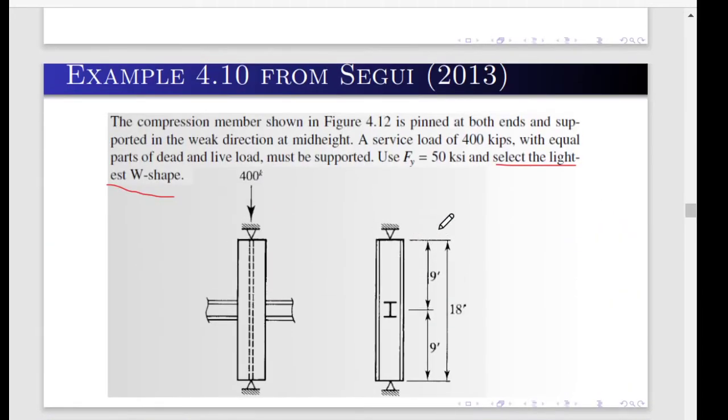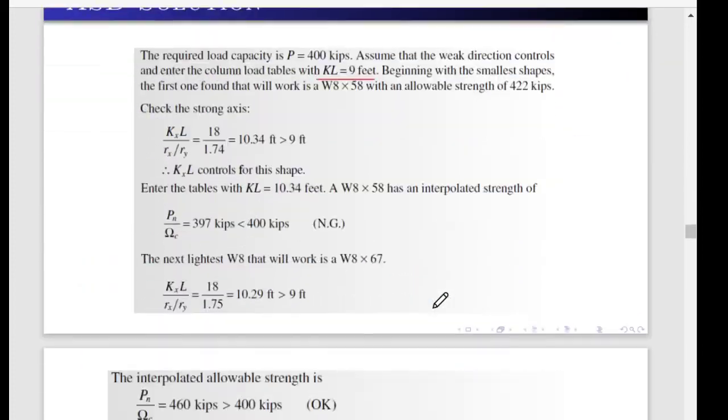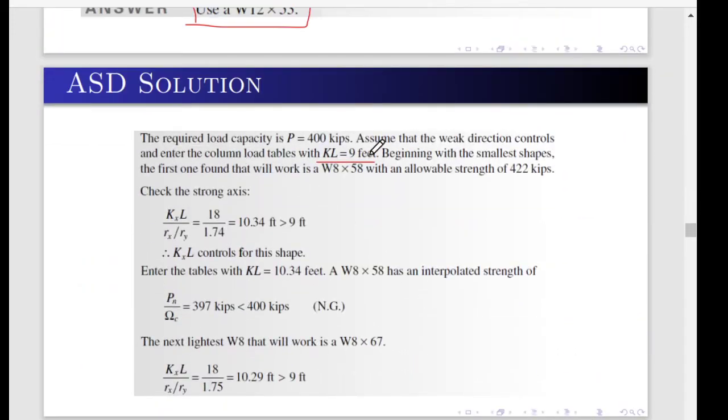As you observe in this figure, this is the weak direction, supported at mid-height, meaning the 9 feet. And the strong direction is this 18 feet. So, we'll assume that the value of KL is 9 since the value of K is 1.0, times the L, the effective length, is equal to 9. So that's what we assume.